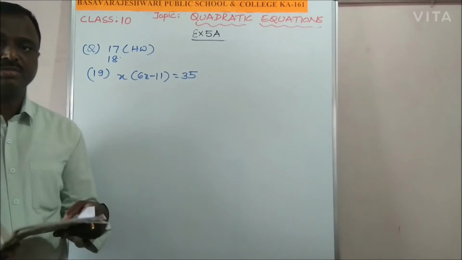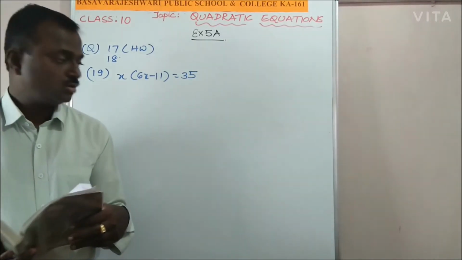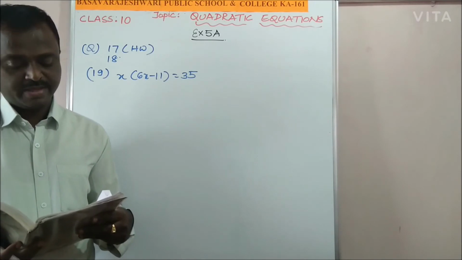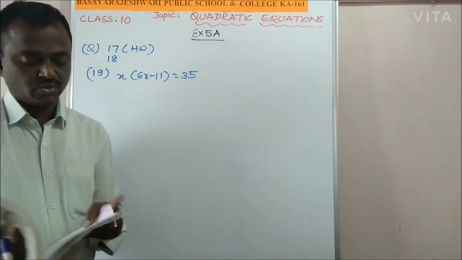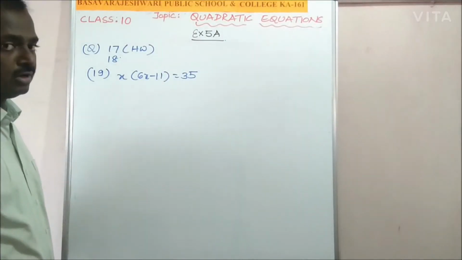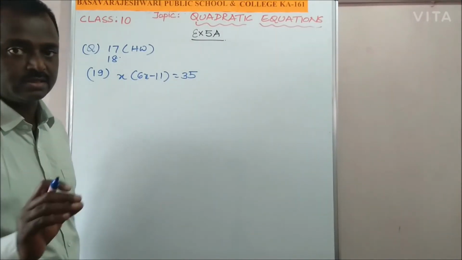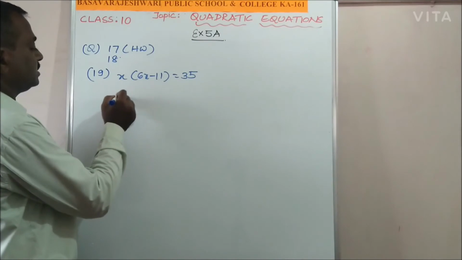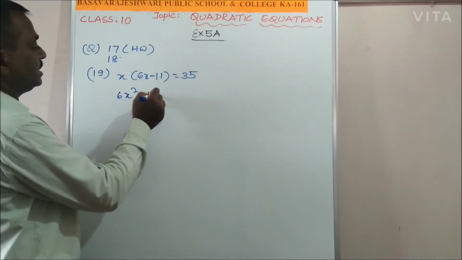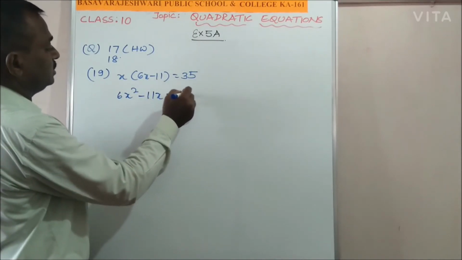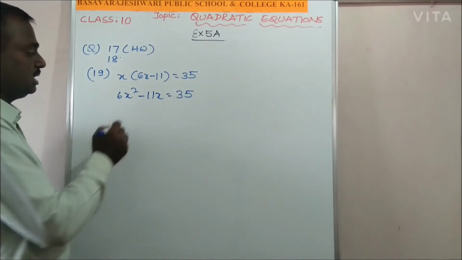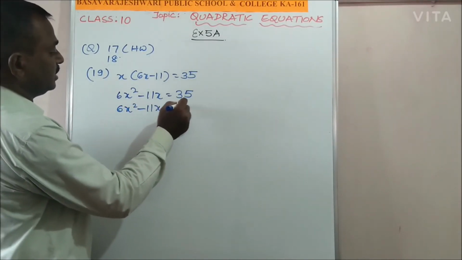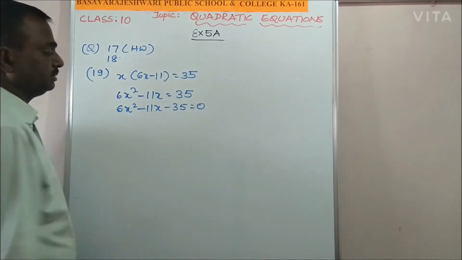I am giving question number 17 and 18 as homework, and I am going for the 19th sum. x into 6x minus 11 is equal to 35. First bring it to standard form, ax square plus bx plus c is equal to 0. 6x into x, 6x square minus 11x is equal to 35. Correct? 6x square minus 11x minus 35 is equal to 0.